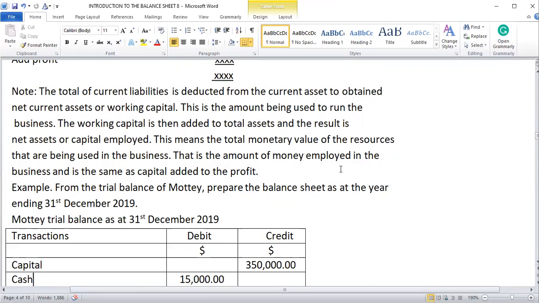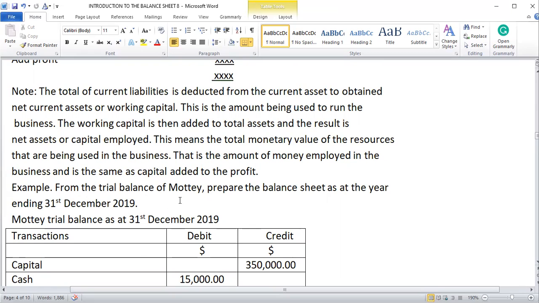That is the amount employed in the business, and this is the same as the capital added to the net profit. Okay. So we are going to look at an example, and as I said, we use a trial balance to prepare what? To prepare the balance sheet. So let us look at an example.